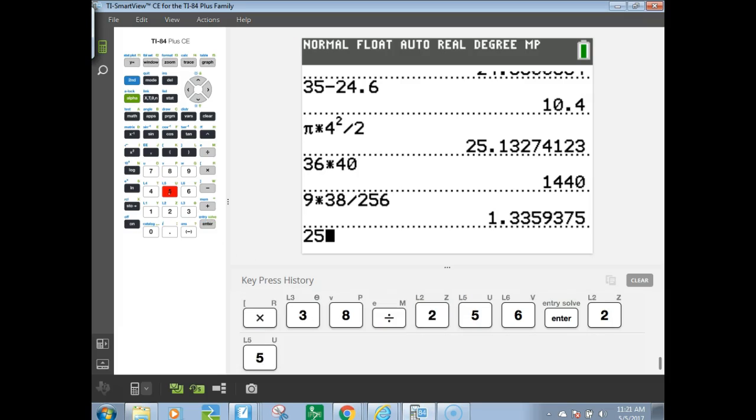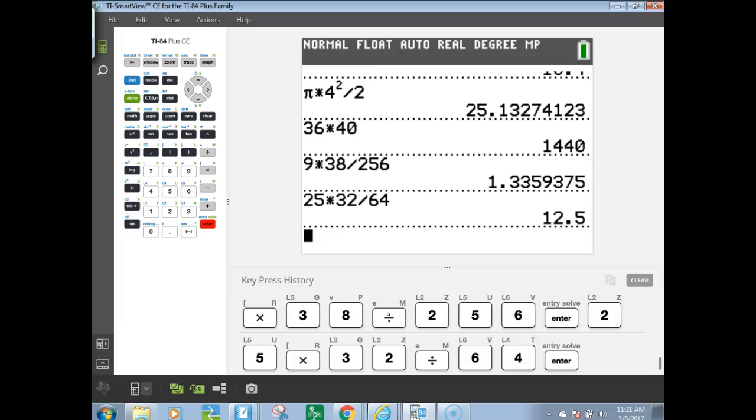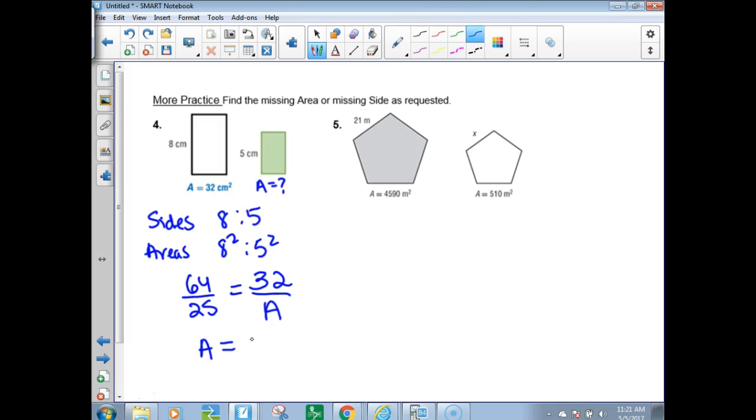Okay, 25 times 32 divided by 64. I think it's a lot smaller than what you said. Oh, got it. 800 divided by 64, we get 12 and a half. 12.5 square centimeters.